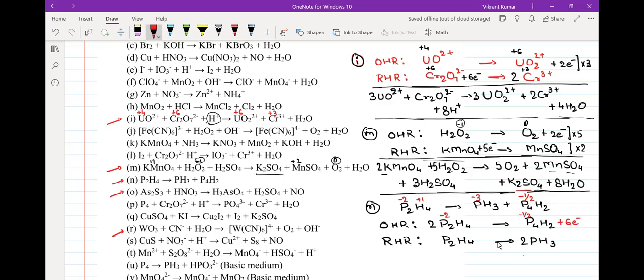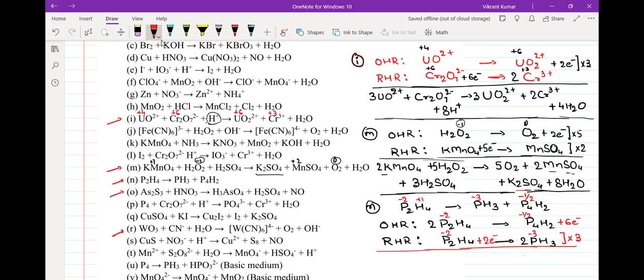In the second half, the reduction half reaction, it is going from -2 to -3. 1 is the change per phosphorus. We have 2 phosphorus, so plus 2 electrons. And that's why when we are adding it, I need to multiply this reaction by 3.